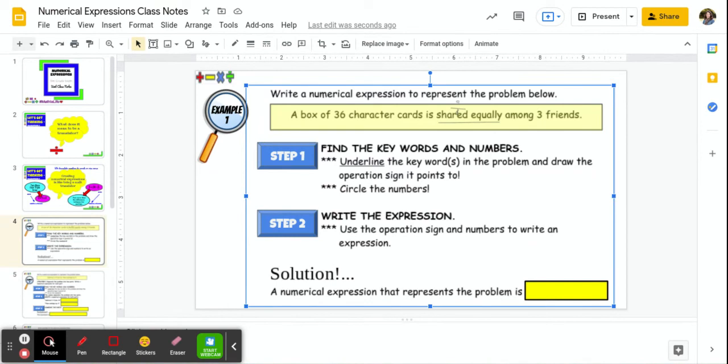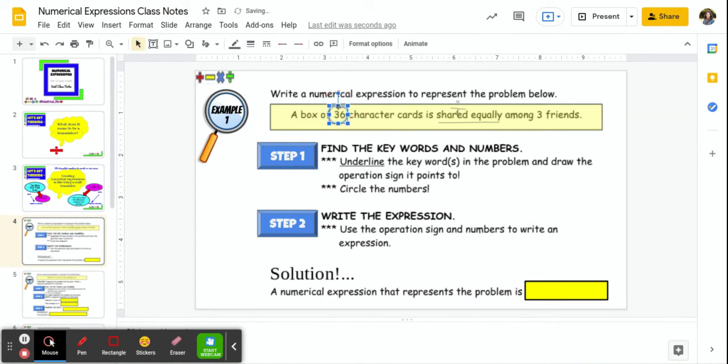We're going to do the same thing. We're going to click the scribble button. And now I'm going to circle 36. That's one of my numbers. This one is written in number form, but it could also be written in word form, and we would still circle it. Then I'm going to click my scribble button again, and I'm going to circle 3.